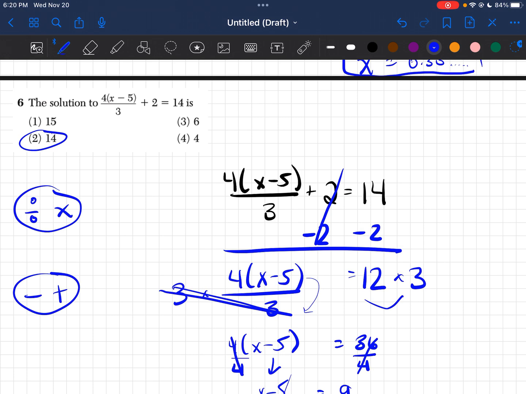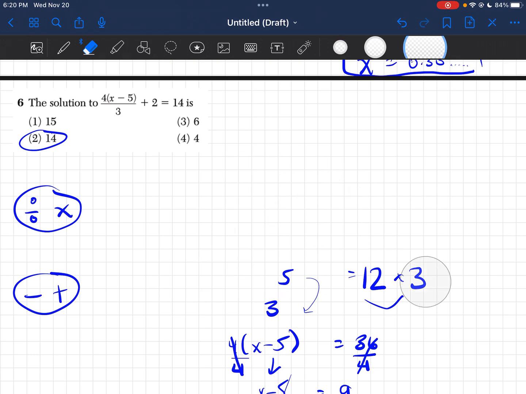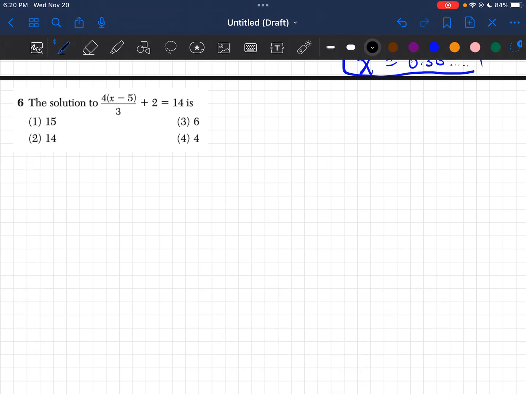But let's say you don't remember how to do all of this. Strategy number 2 is to substitute and use the answer choices in your calculator to see which one works. So the way I would do that, just erase this here, is I would take answer choice number 1 and type into my calculator 4 times 15 minus 5. I would get that answer, and it's 40. And then I would do divided by 3.